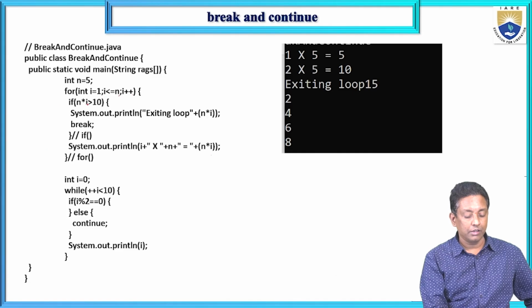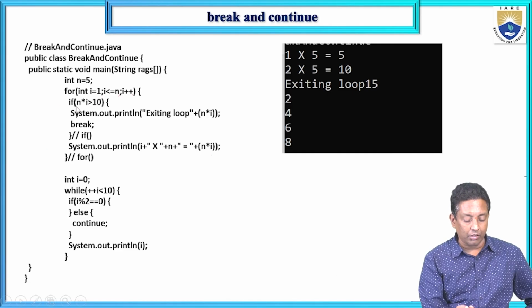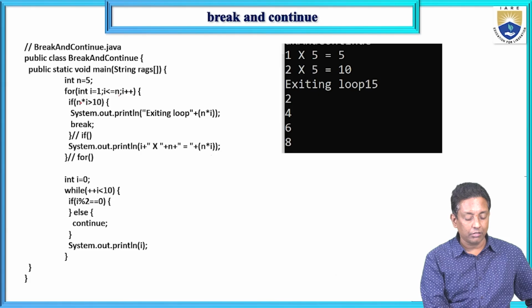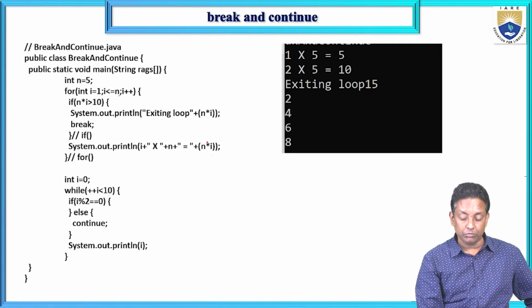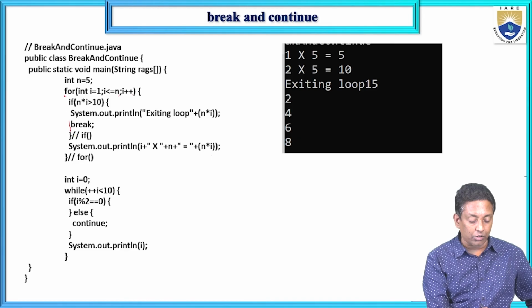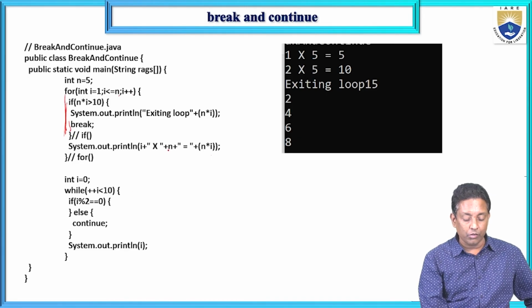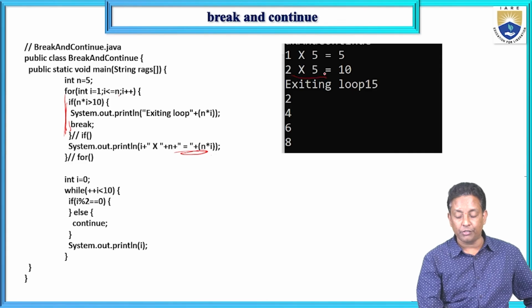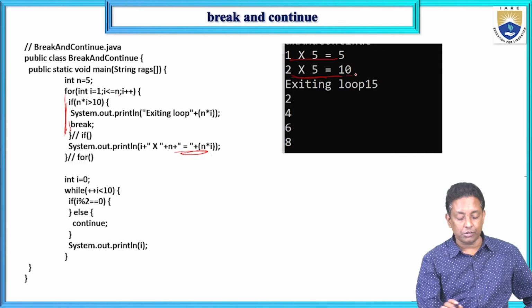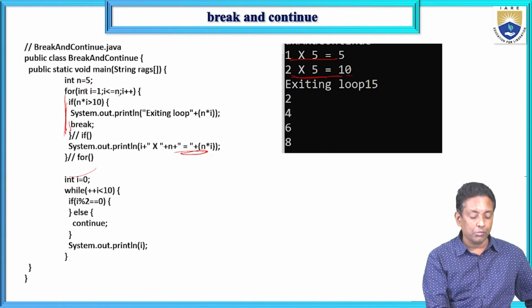For loop iterates. So next time the n value is 5, and 5 into the i value, 1 becomes 2. 5 into 2 is 10. 10 greater than 10? No. So 10 will be printed. 2 into 5 is 10 will be printed by this statement, and control won't enter into the if condition. Only this value will be printed. So that's why 1 into 5 is equal to 5, 2 into 5 is equal to 10 will be printed. One more time the loop iterates.